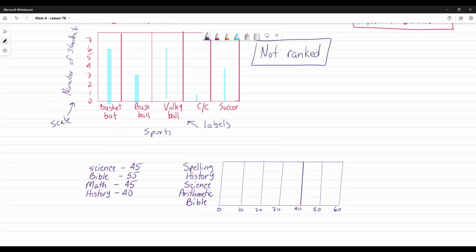Okay. All right, so you should be good to do number 1. You're just answering questions about the bar graph that's on page 143. We did the bar graph number 2. They gave you spelling. So for spelling, we had, what was it? It was 15, I think. So in this case, they asked you for a ranked graph, least to greatest. So you need to make sure that you've got history next, graph it, science, arithmetic, and then Bible.